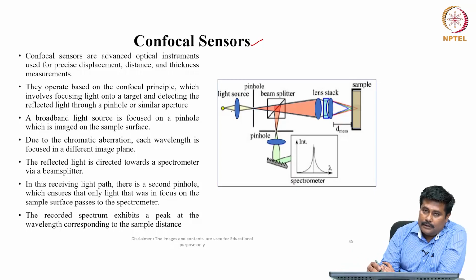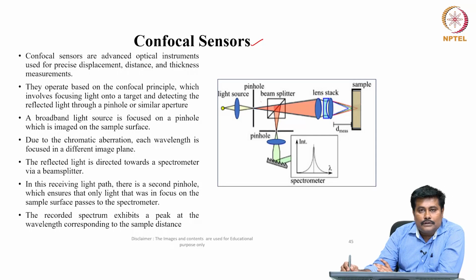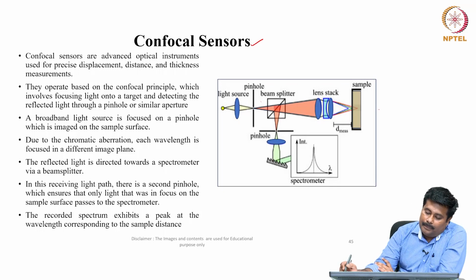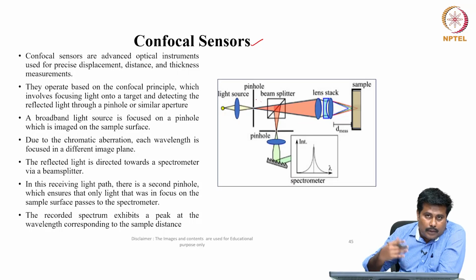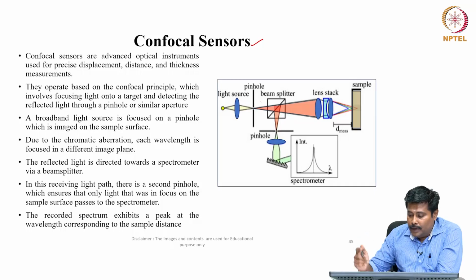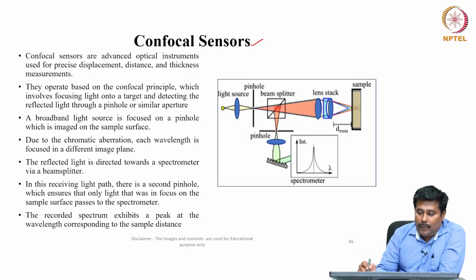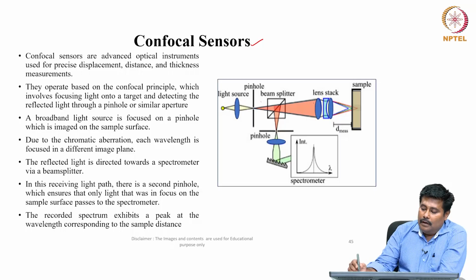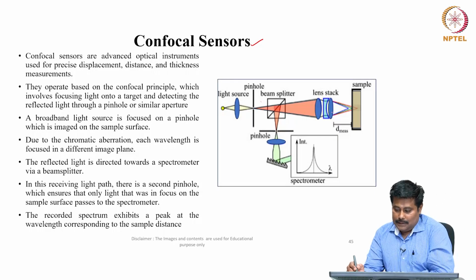In the case of a confocal sensor, we have a light source, then a pinhole arrangement, a beam splitter arrangement, a lens stack system and the sample. The main function of this confocal sensor is to measure the displacement, the distance and the thickness of this particular sample. A light source is made to pass through the pinhole to remove the unnecessary light and have a focused beam, and this focused beam is made to pass through the beam splitter. From the beam splitter, it is made to pass through the lens stack.